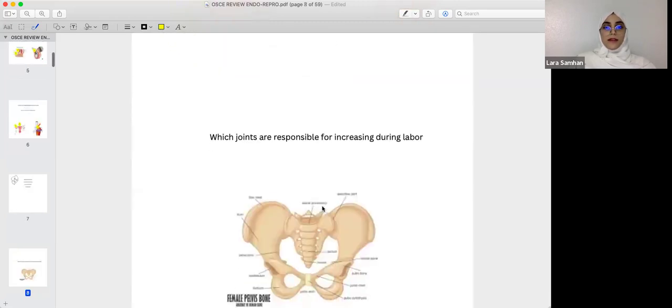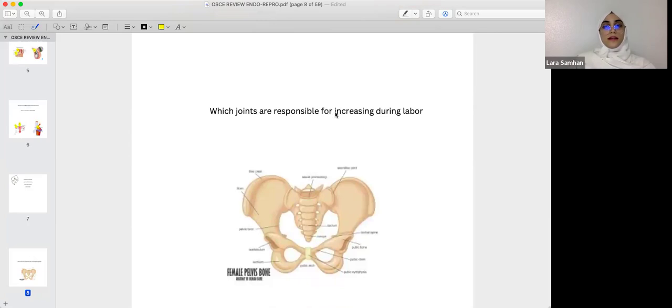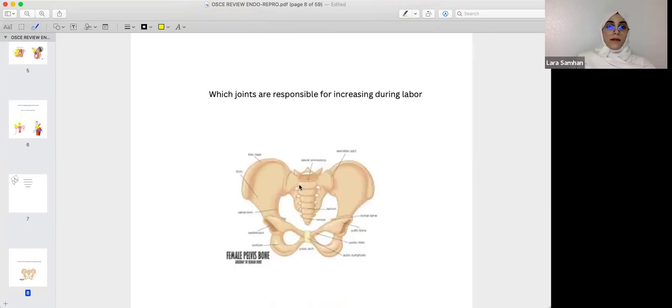So moving on to the next question, it says, which joints are responsible for increasing during the labor? As we know, during the labor, the baby passes through the birth canal, which is through the pelvic bone, the pelvic brim.